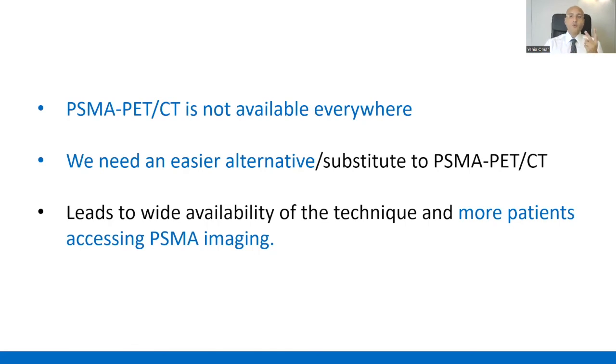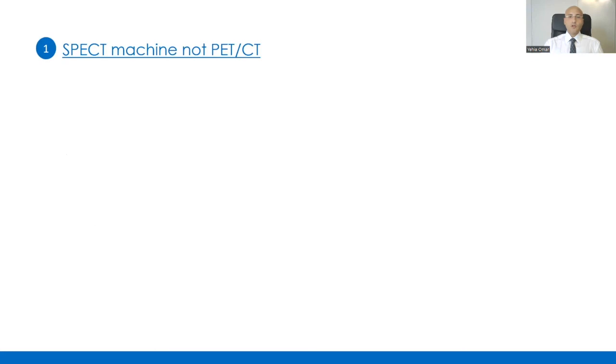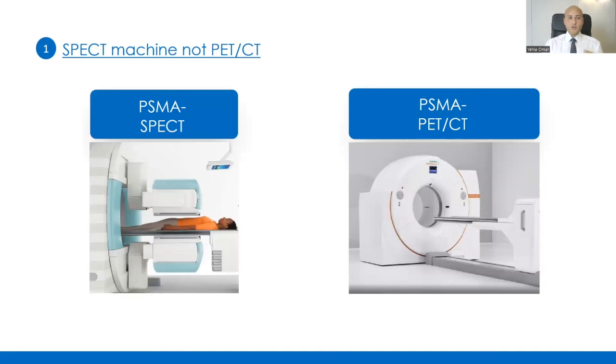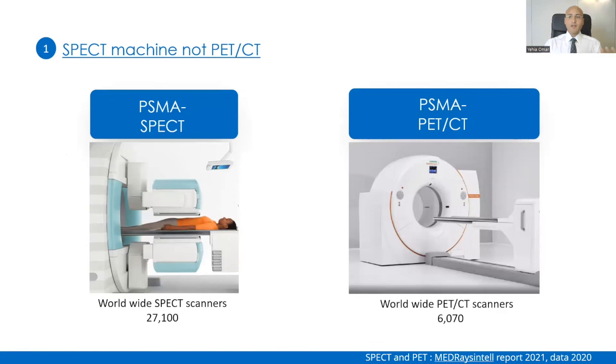And it's easier because of two things. I want to start first, of course, with the machine. Technetium PSMA is performed on a SPECT machine compared to PSMA PET, which is done on a PET-CT. And of course, gamma cameras or SPECT are much more widely available than PET-CT machines. The price of a gamma camera is almost 25 to 30% the cost of the PET-CT, which makes it widely available. So the number of worldwide SPECT scanners is almost more than 4-to-1 compared to PET-CT.